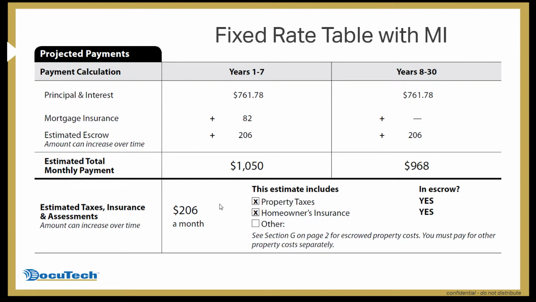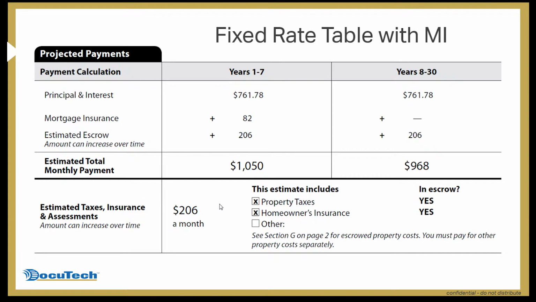On the table, creditors must disclose estimates of the following payment amounts from the periodic payments: principal and interest, which is in the first row, mortgage insurance, estimated escrow, estimated total monthly payments, and estimated taxes, insurance, and assessments. And these need to be disclosed even if they are not paid with escrow funds. The table also describes whether taxes, insurance, and other assessments will be paid with funds in the consumer's escrow account, which you'll see there in the bottom right-hand corner. And I'll turn this over to Amanda to talk about the columns.